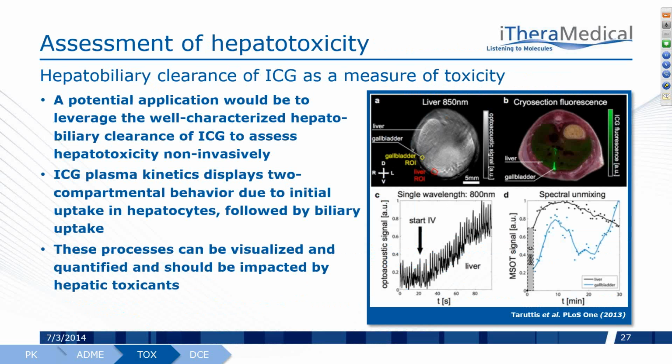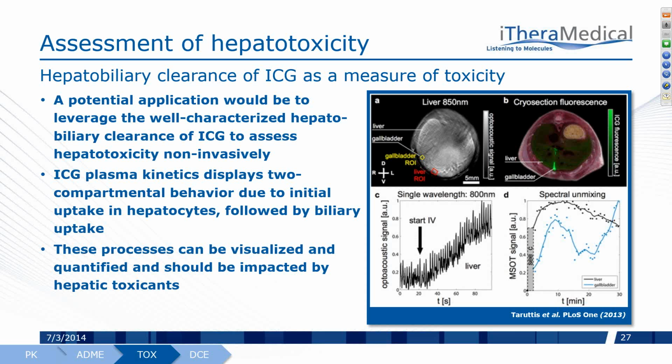Similar experiments would be possible for the liver to assess liver toxicity. This slide shows a potential application. So we didn't induce toxicity in this case, but we show how we can use the very well characterized clearance of ICG. It's very well described that this ICG dye gets taken up in hepatocytes first, after which it gets taken up in the gallbladder. So we can image this by MSOT, as I show here.